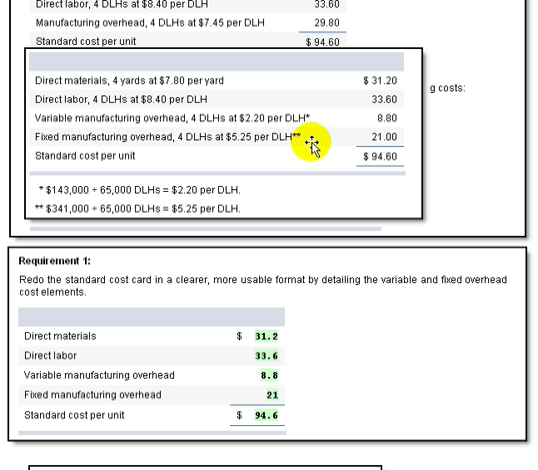Then for fixed manufacturing overhead, we've got the 4 direct labor hours at $5.25, and again, the $5.25 calculation to the left of my mouse here, we took the $341,250 of fixed manufacturing overhead, divided it by the 65,000 direct labor hours, and that comes up with $5.25 per direct labor hour. When we multiply the 4 direct labor hours times the $5.25, we come up with $21 as the fixed manufacturing overhead. So then we add up all of those components, we come up with a standard cost per unit of $94.60.